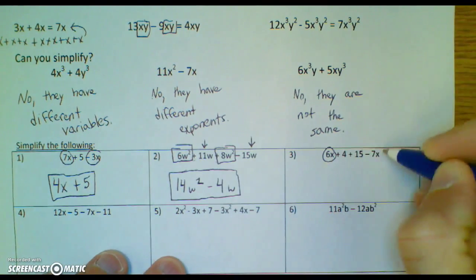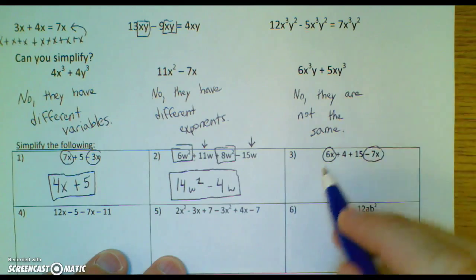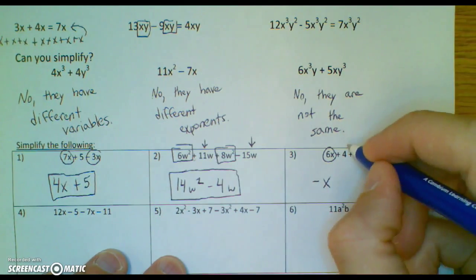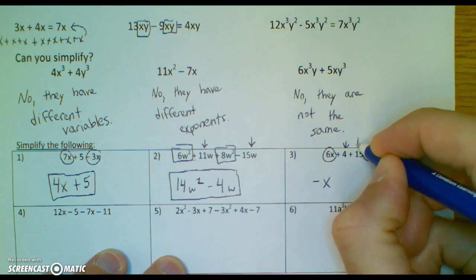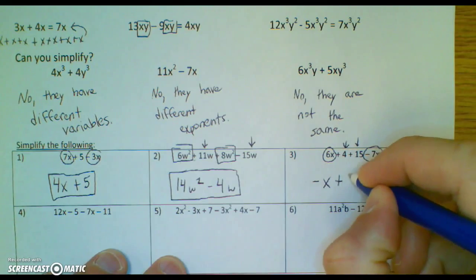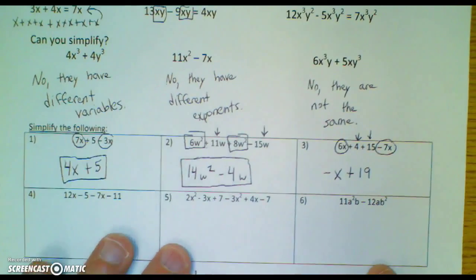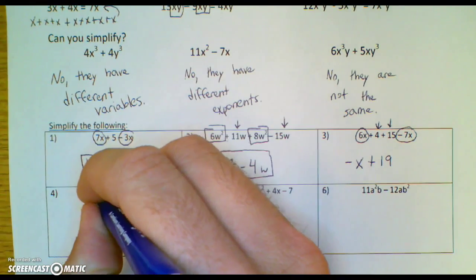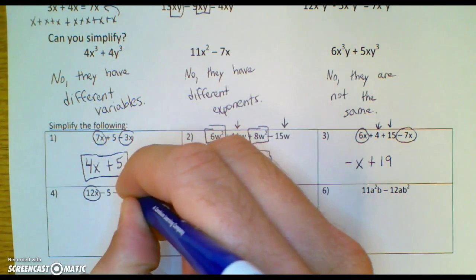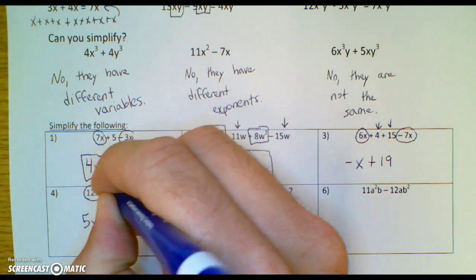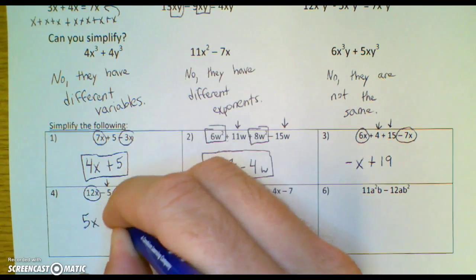6x and negative 7x. So 6 take away 7 is negative 1x. These guys are like terms. 4 and 15 don't have any variables, so I can combine those to make 19. On the bottom, same process. 12x minus 7x is 5x, and negative 5 minus 11 is negative 16.